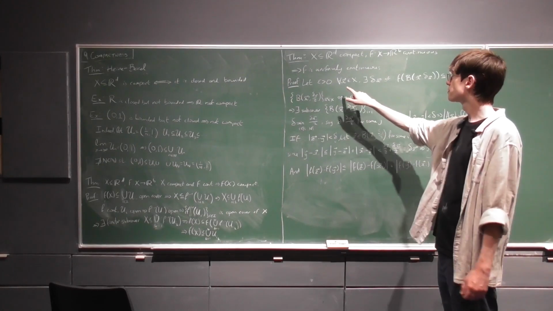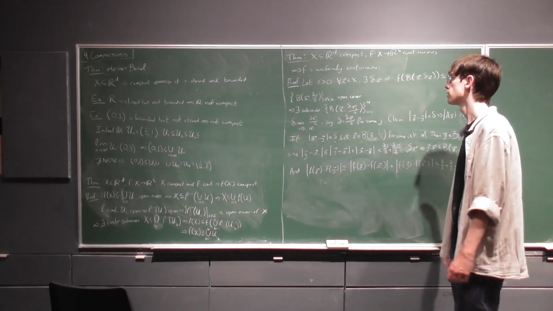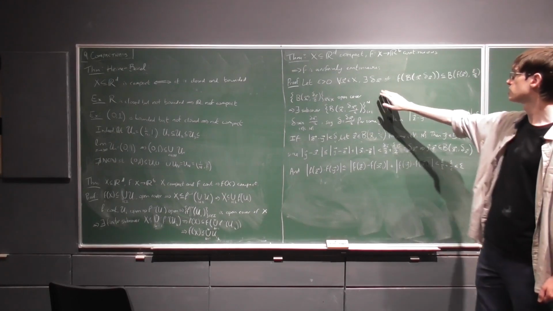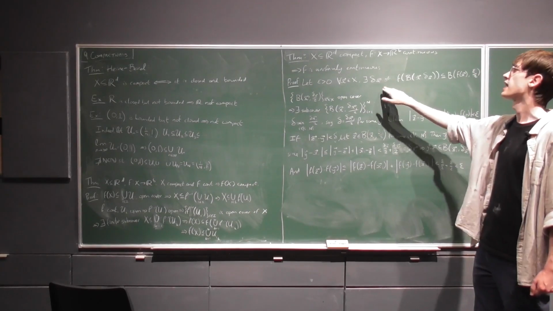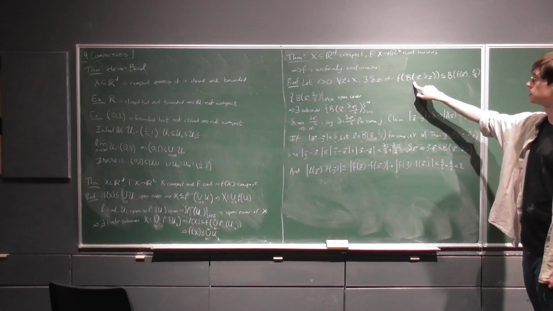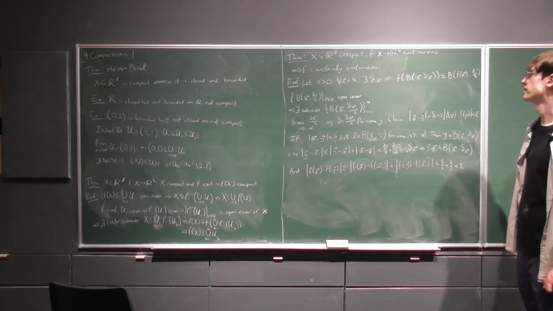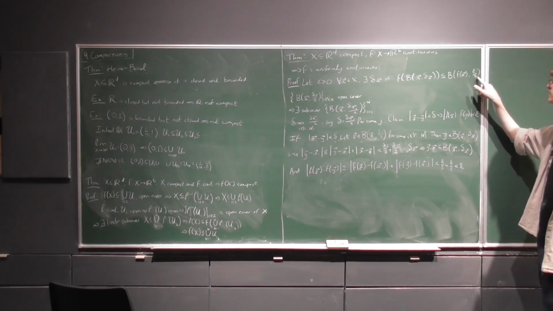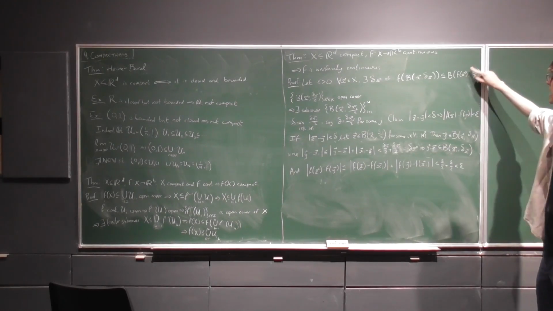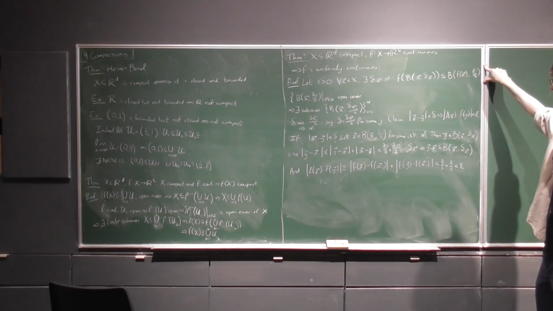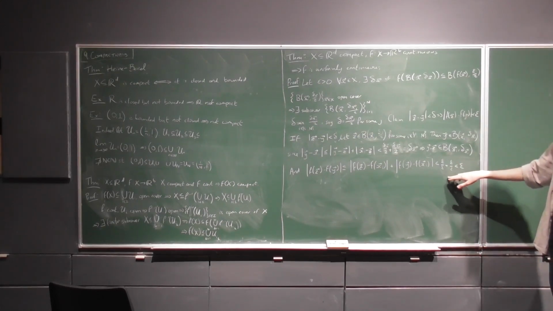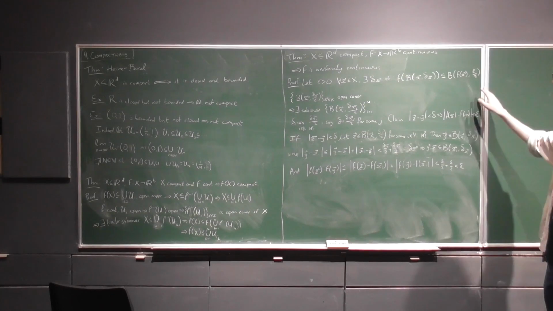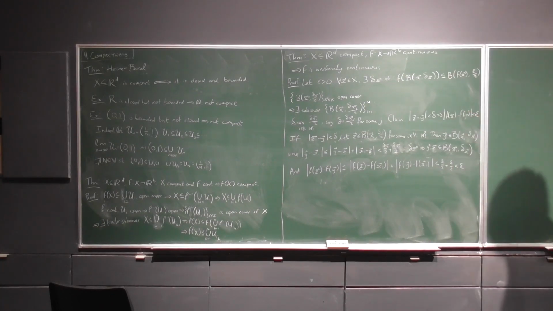So for any x in our set, there exists some radius delta_x such that the balls centered on x of radius delta_x are contained within the balls centered on f of x of radius epsilon over 2. Epsilon over 2 is there because later we're going to add two of them together, as you can see here. So this is just the definition of continuity.